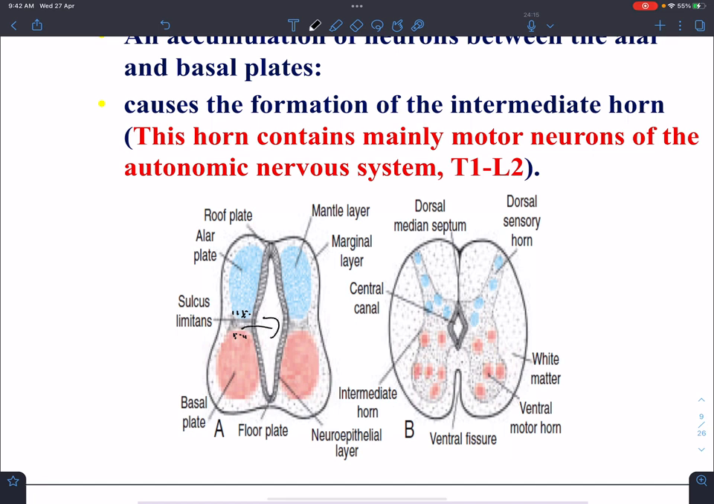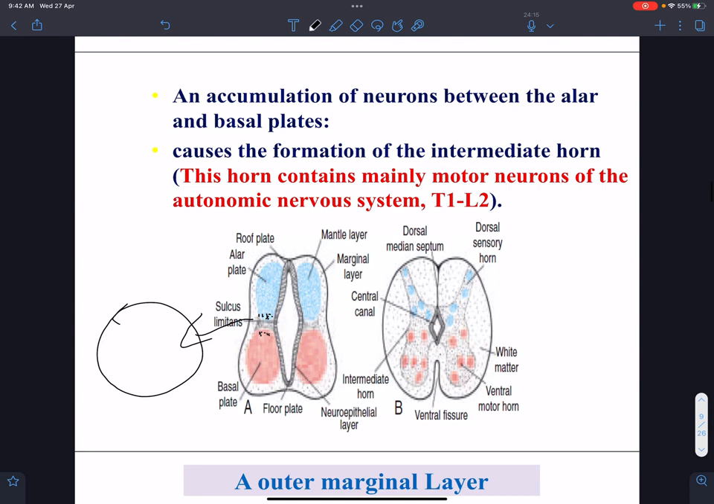They cannot proliferate medially, nor ventrally, nor dorsally. So where do they proliferate? These neurons are going to accumulate and they're going to form a horn on the lateral side. There's empty space here, right? So an accumulation, as mentioned, of neurons between the alar and the basal plate will cause the formation of the lateral horn, also called the intermediate horn.